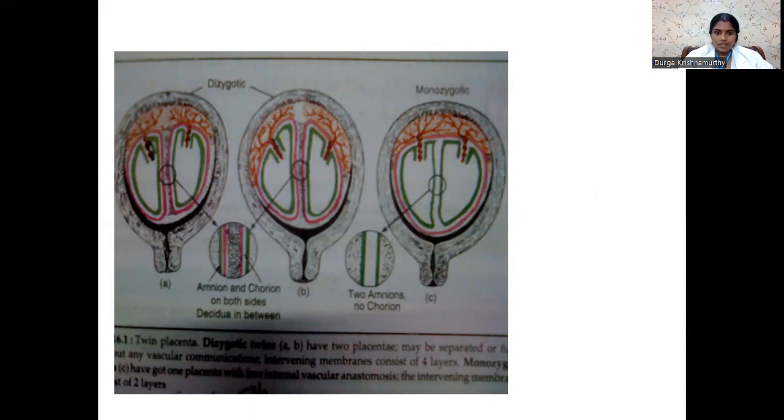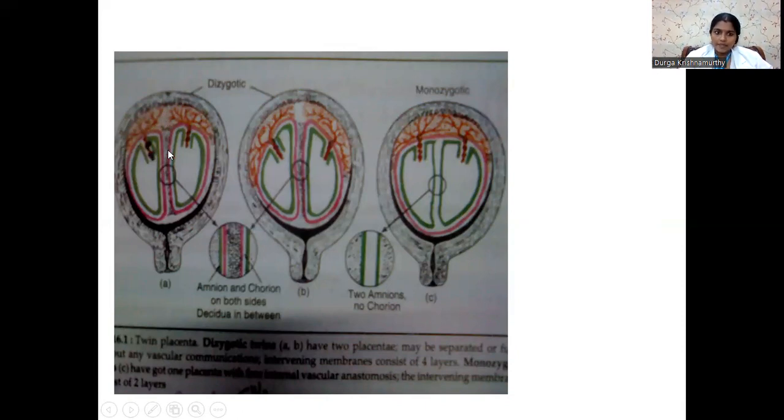So what is this? This is a placenta. For example, in dizygotic twins, what do you mean by dizygote? Two ova and two sperms being fertilized separately. This is called dizygotic. What is called monozygotic? It is only a single ovum and a single sperm which fertilizes and later on cleaves. That is called monozygotic. So in dizygotic, you always see two separate placentas.